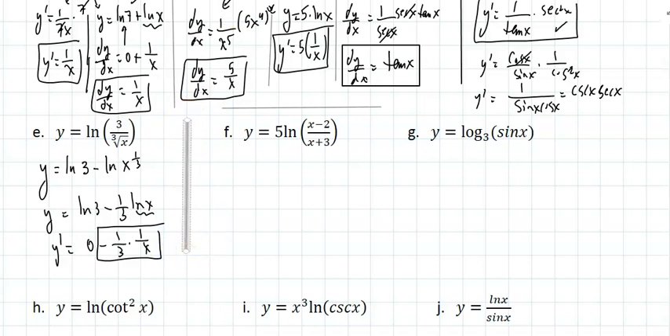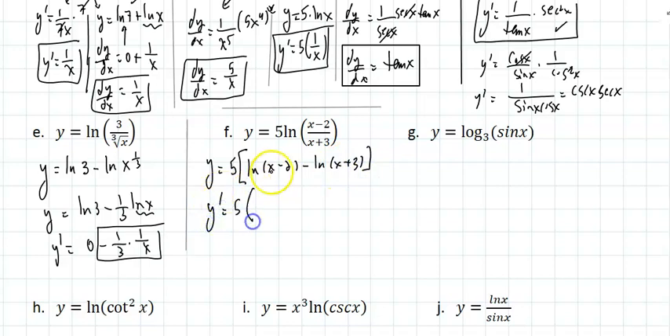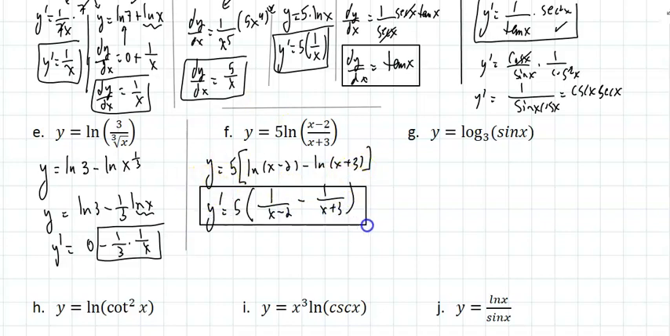Again, I could avoid the quotient rule here by saying y equals 5 natural log of x minus 2 minus natural log of x plus 3. Y prime would be 5 times the derivative of natural log, which is 1 over the argument. Derivative of x minus 2 is really 1. And 1 over x plus 3. And you could leave your answer like that, not a problem.